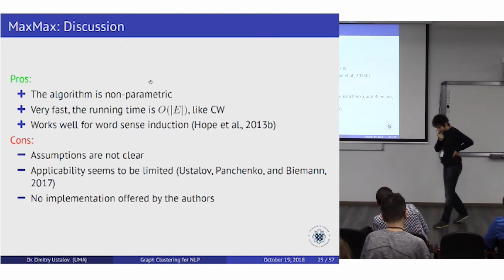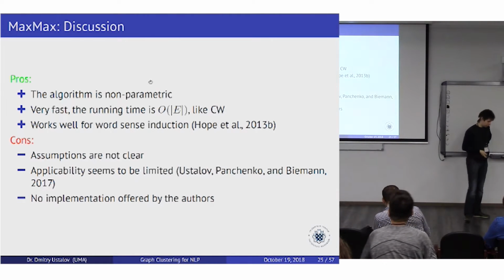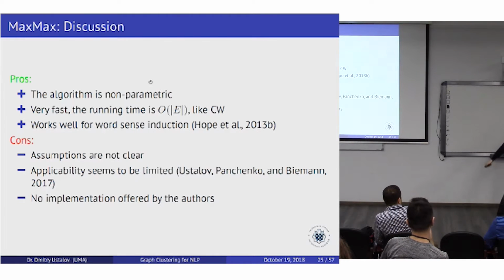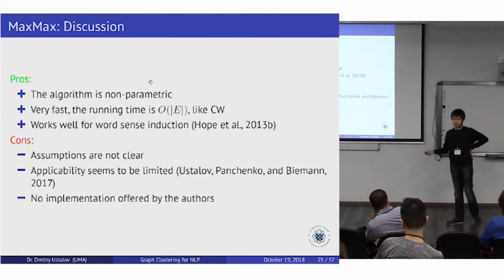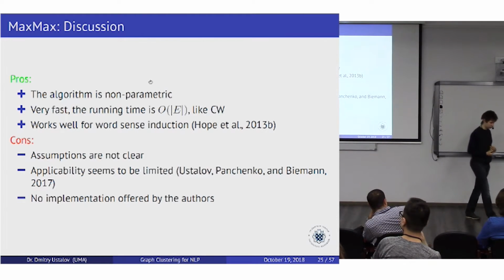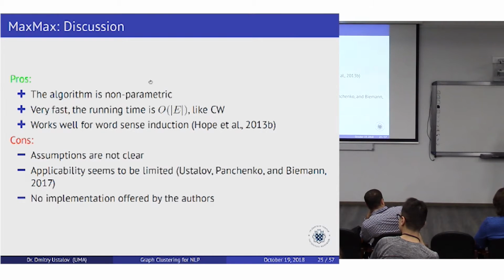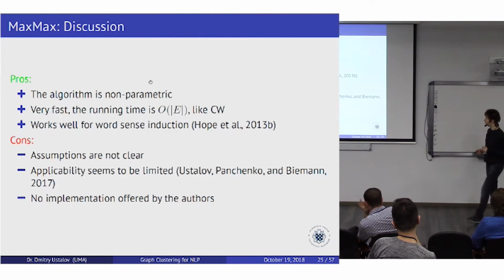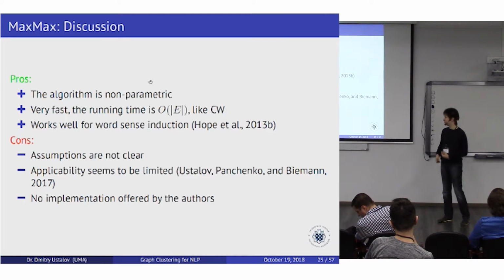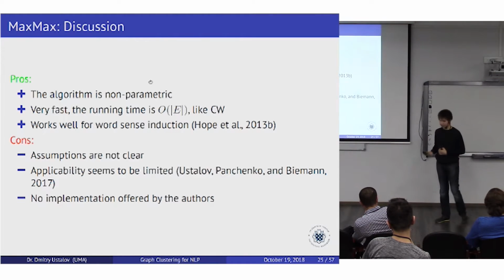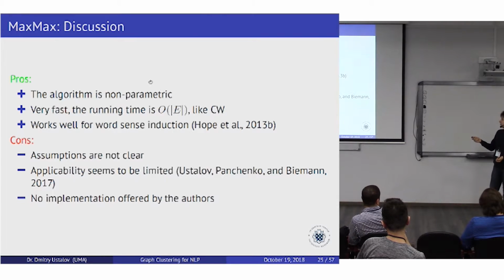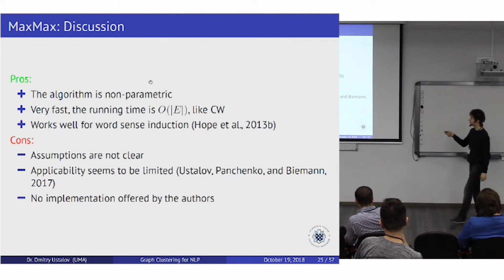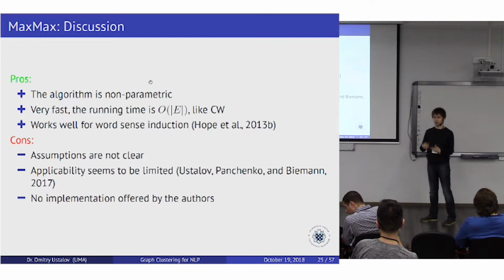What is cool about MaxMax is that it's non-parametric again. You just pass the graph and it does everything for you. Very convenient, very simple. Its computational complexity is theoretically the same as Chinese whispers, but in practice, at least my implementation was even faster than my implementation of Chinese whispers. The theoretical complexity is the same, but this algorithm is even faster. However, it does soft clustering.